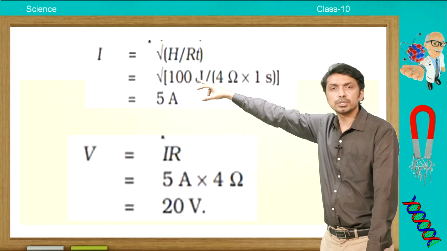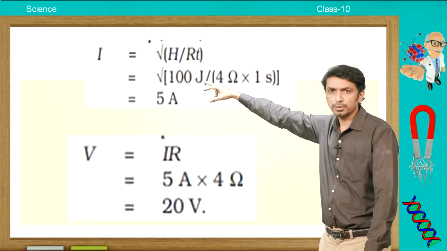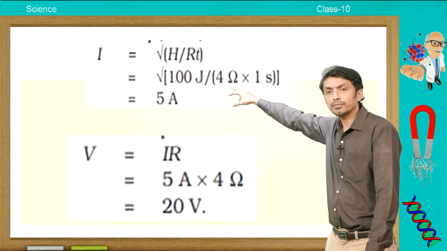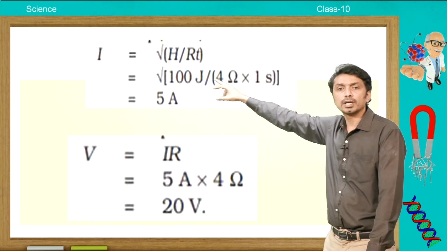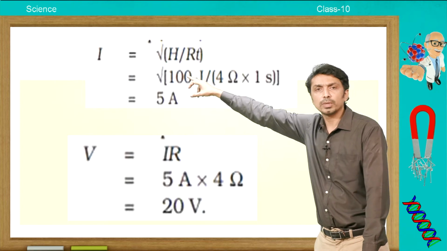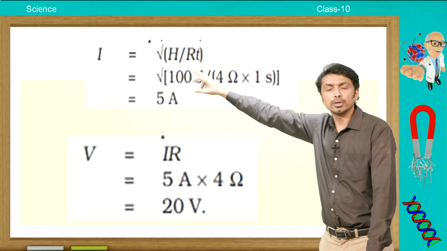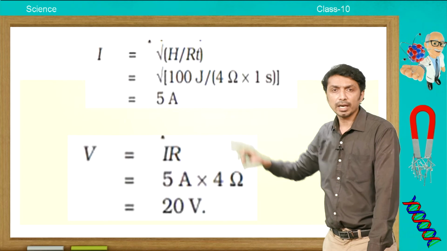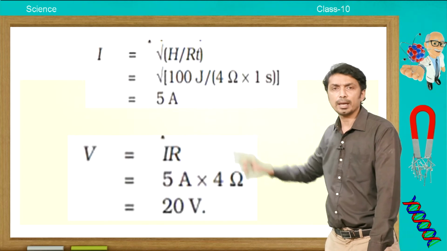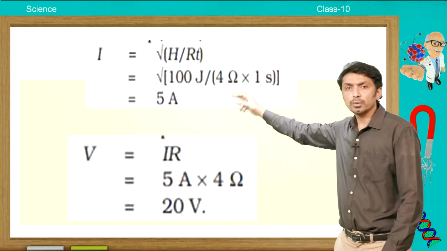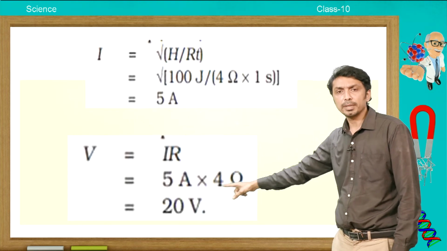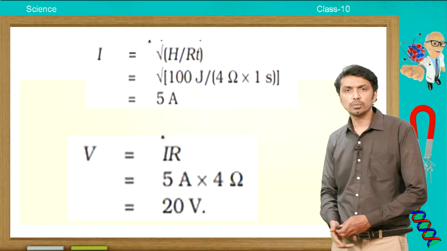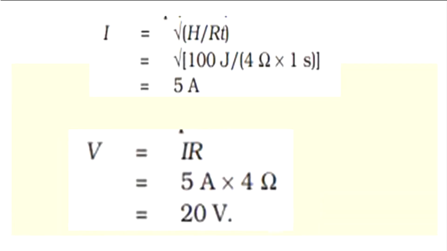Now, if we substitute the value of H, that is 100 joule, the value of R, that is 4 ohm, and the value of T, that is 1 second, we get 100 divided by 4, which is 25. So, the square root of 25 is 5, that is, the electrical current is 5 ampere. Now, V is equal to IR. If we substitute the value of I as 5 ampere, we get 20 volt. So, the potential difference is 20 volt.